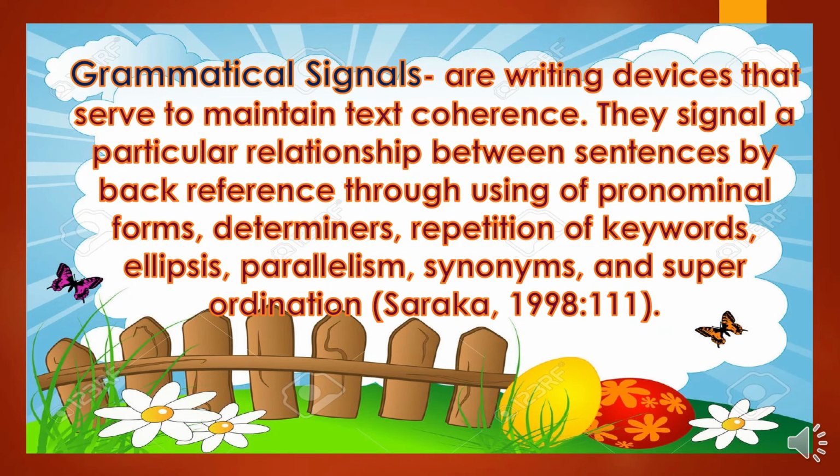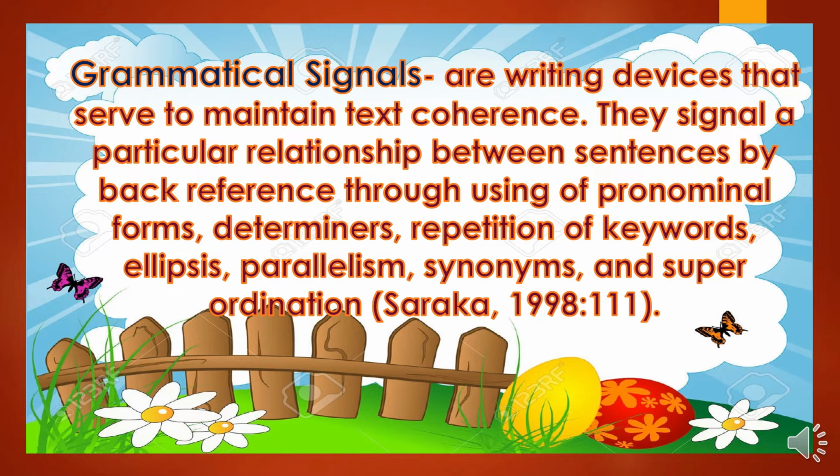Now, what are grammatical signals? These are writing devices that serve to maintain text coherence. They signal a particular relationship between sentences by back reference through the use of pronominal forms, determiners, repetition of keywords, ellipsis, parallelism, synonyms, and superordination. Saraka, 1998, 111.